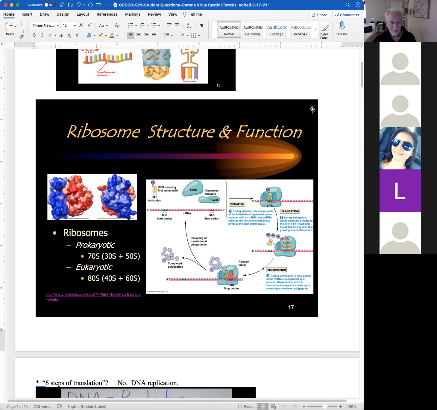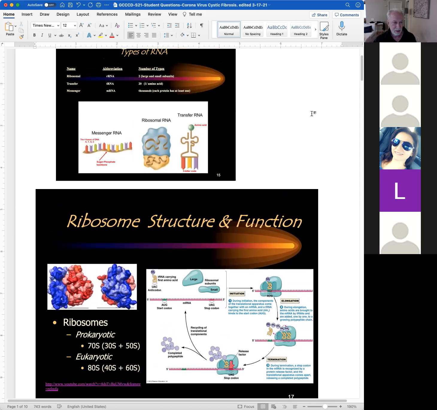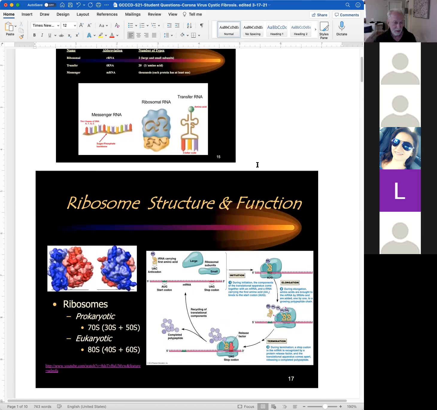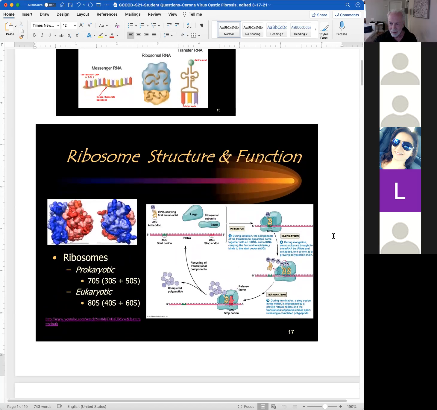So does this help? Does this help make the distinction among the three different types of RNA that are involved in protein synthesis, how they work, how they collaborate, come together to make a protein? Yes. Okay, clear? Then we'll go to the next question.